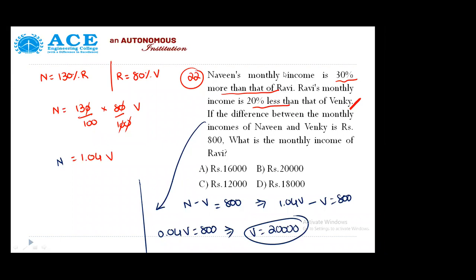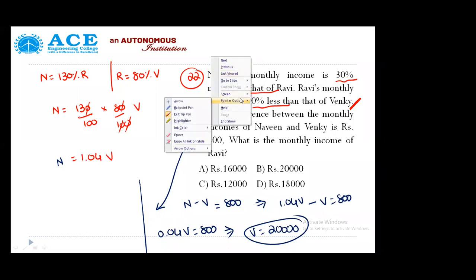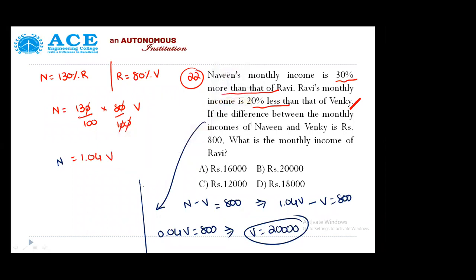But the answer is not 20,000. 20,000 is there in the options, but what they are asking is what is important. They are asking regarding Ravi. That's what, guys, a lot of people make the same mistake in the exam. They try for some answer, we got some unknown, and if that is available in the options, we go with that.